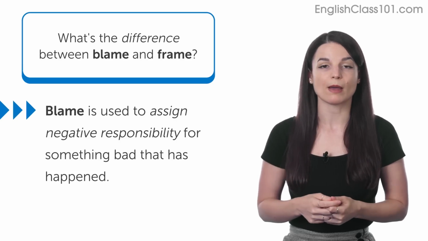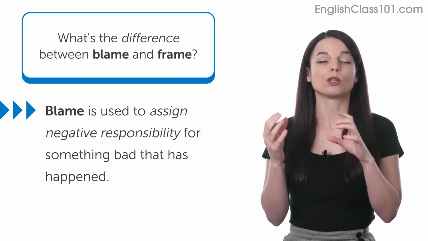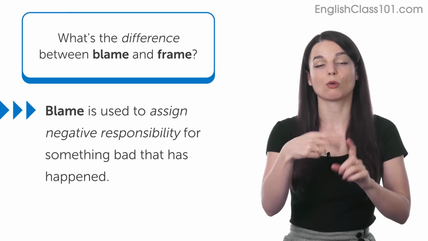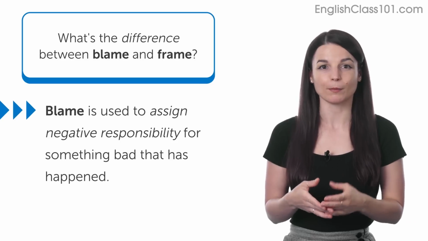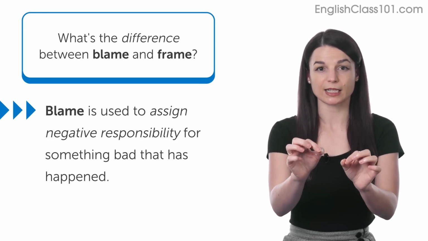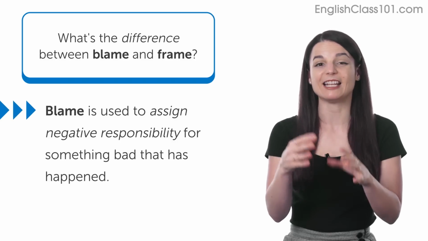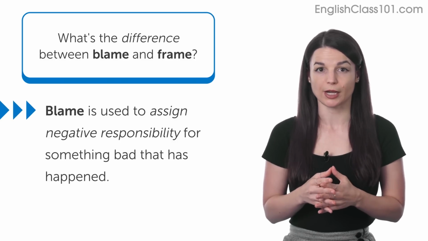So a key with blame, as I said, usually we are talking about something negative that happened and we use it to point out the person or the thing that is responsible for that. So to summarize blame, we use the word blame to show the responsibility of a person or a thing in a negative situation. We're pointing out the reason that a negative situation happened.